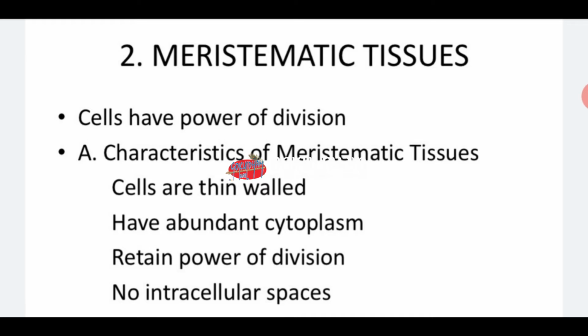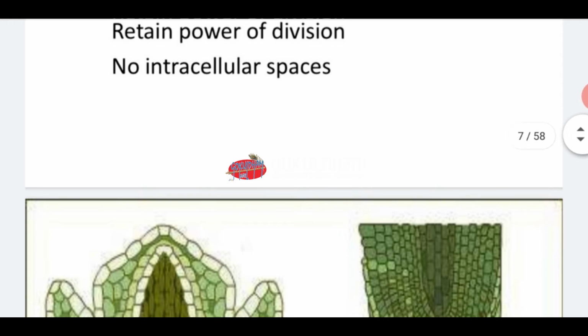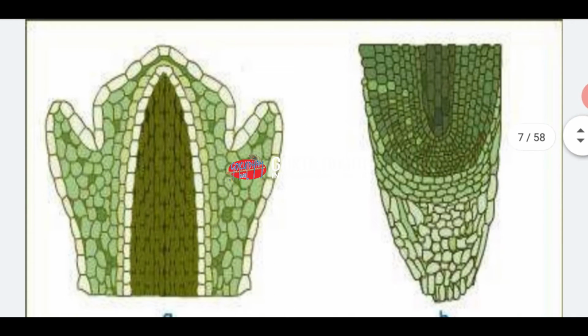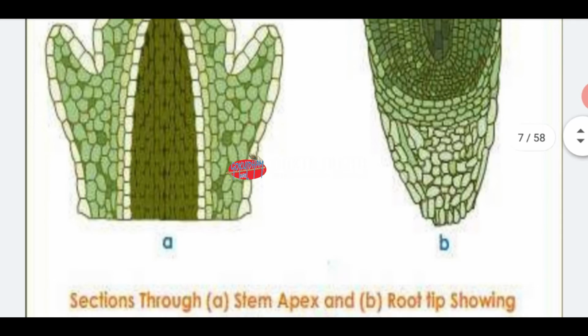The first characteristic of meristematic tissue is that cells are thin-walled, meaning the cell wall of that particular cell is thin, and they have abundant cytoplasm. They retain the power of division, and there is no intercellular space found in this type of tissue. This meristematic tissue is found at the tip of the root and the tip of the shoot. So this is the section of meristematic tissue of shoot and root.